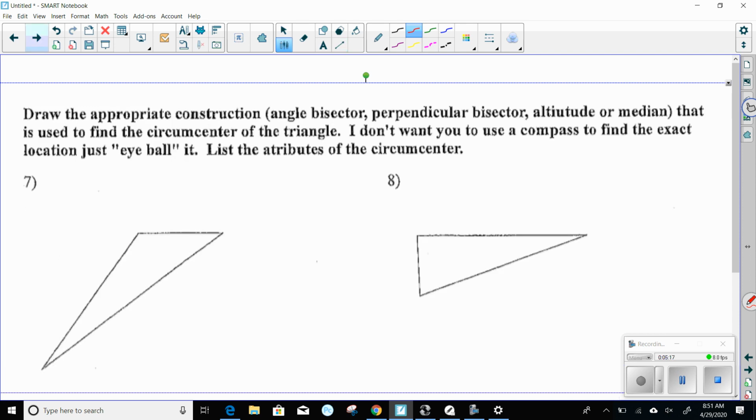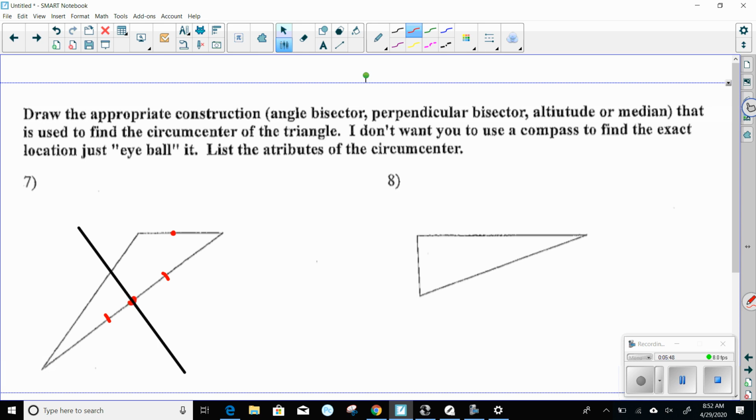Okay, the last one is the circumcenter. If you're going to find the circumcenter of the triangle, we're going to do the perpendicular bisectors. So I've got to take this side and find the midpoint. Again, I'm going to guesstimate midpoint about right there. Okay, and now we just draw the perpendicular bisector. I'm going to draw the line segment. We want it to be perpendicular to that side. And I'm going to adjust that just a little bit. That looks pretty close.